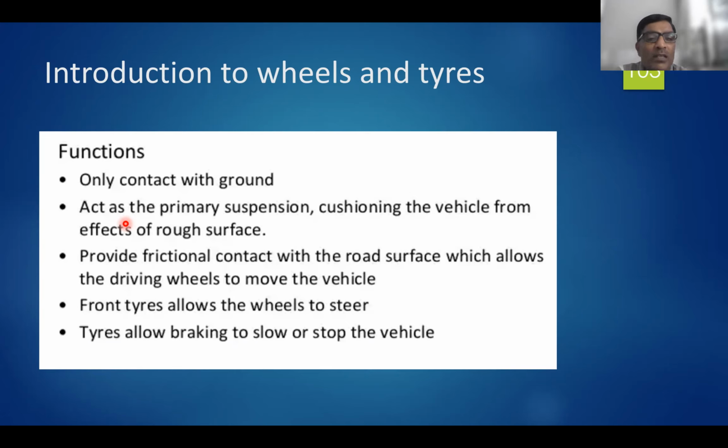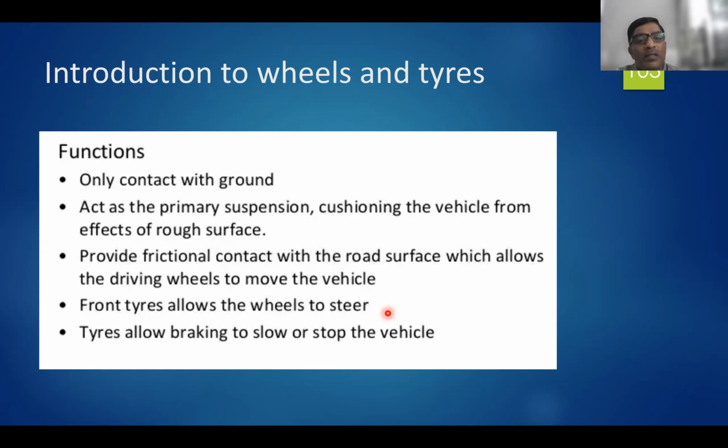And again, a larger impact is taken by the springs and the shock is isolated. So the tire provides frictional contact with the road surface, which allows the driving wheel to move the vehicle. Front tires allow the wheels to steer. Whatever grip the tires are providing, with that grip we are able to steer the vehicle in the desired direction. Also, tires allow braking to slow and stop the vehicle.